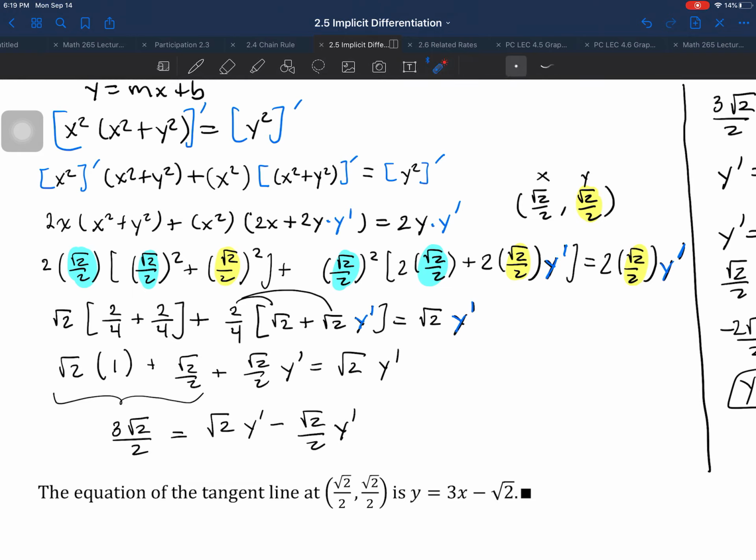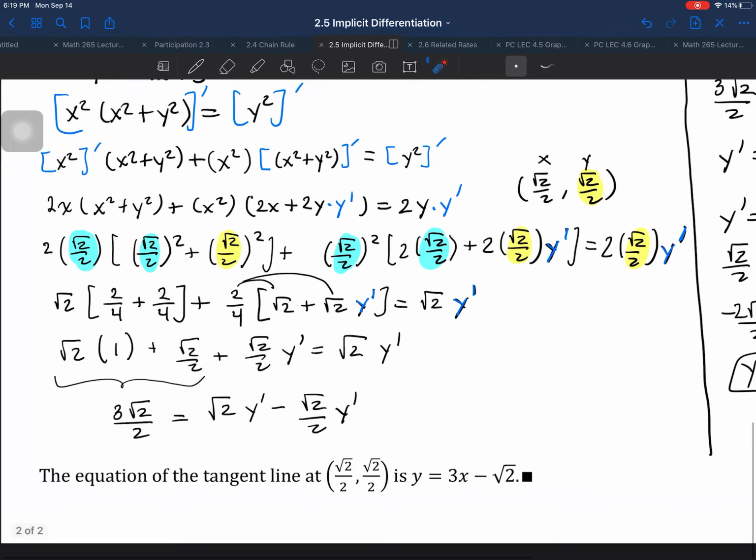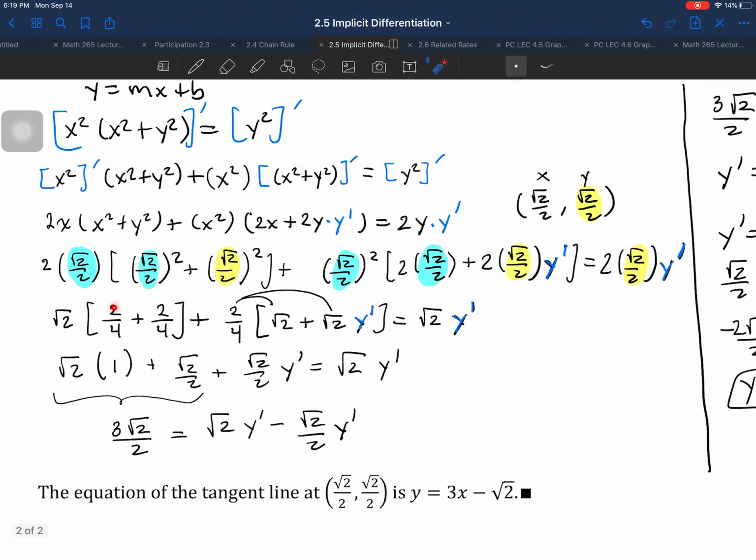And follow equals the square root of 2 over 2 times y prime, right? Those two will cancel each other out as well. So you guys see here that these can simplify, right? 1/2, this is the same thing as 2 fourths plus 2 fourths is 4 fourths, which gives you 1, times the square root of 2.